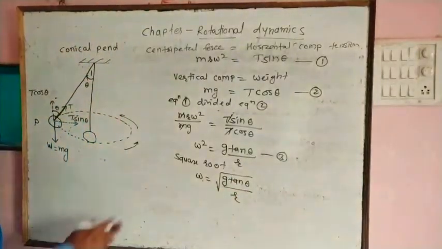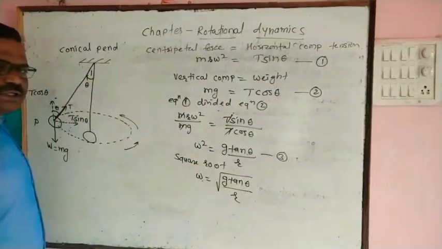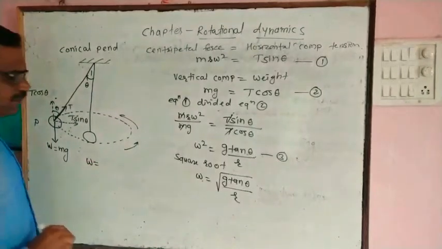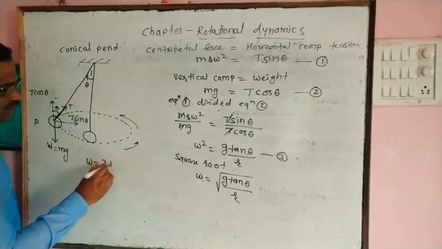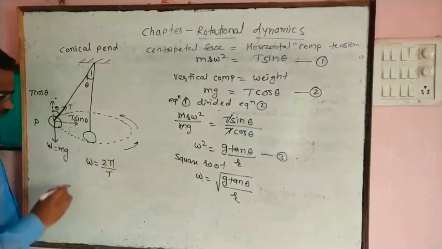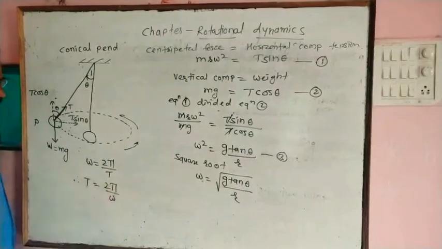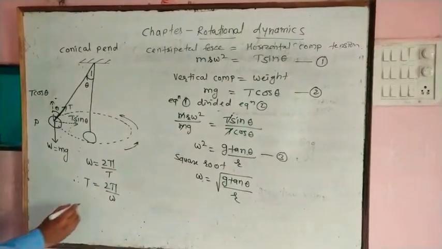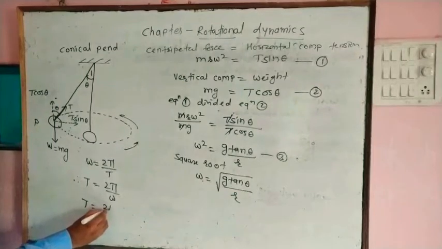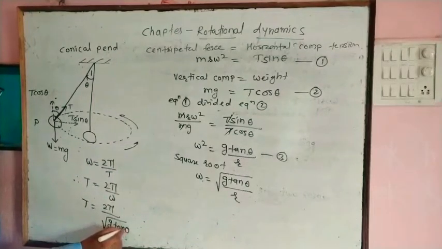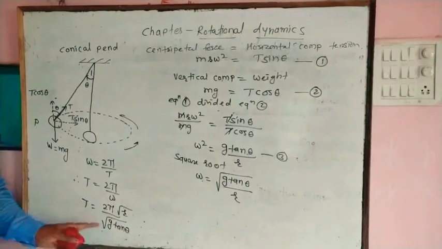Now, omega is an angular velocity. We know if T is the time period of a conical pendulum, then omega is equal to 2 pi upon T, and therefore T is equal to 2 pi upon omega. Omega means under root of g tan theta upon r.